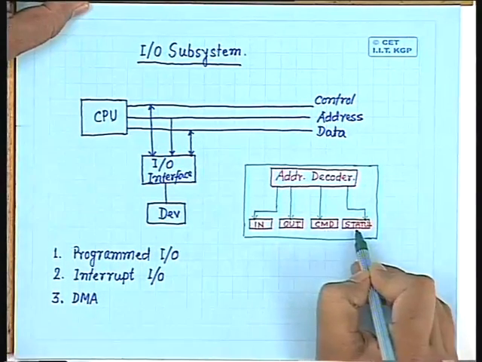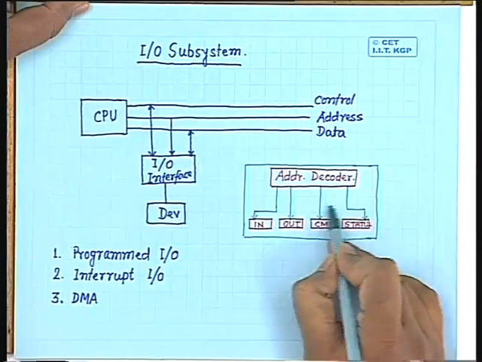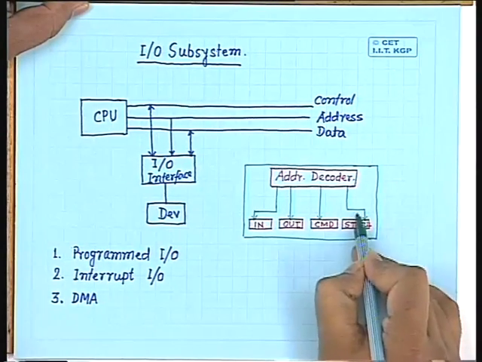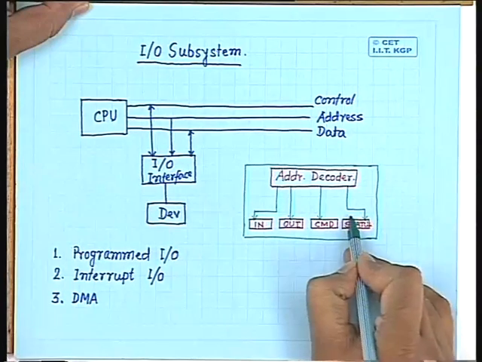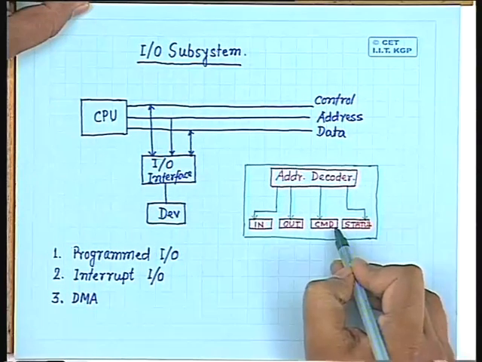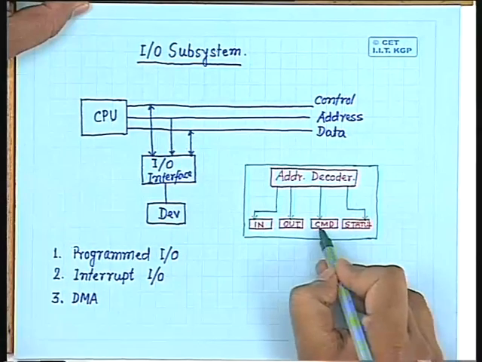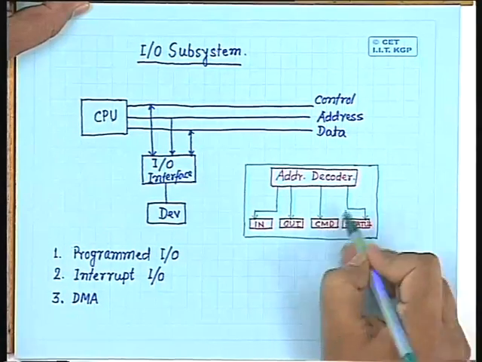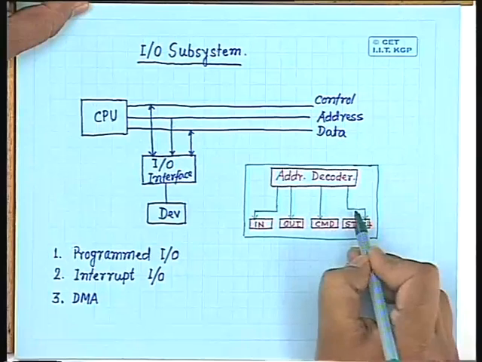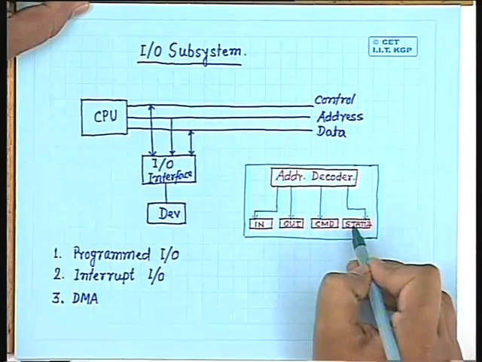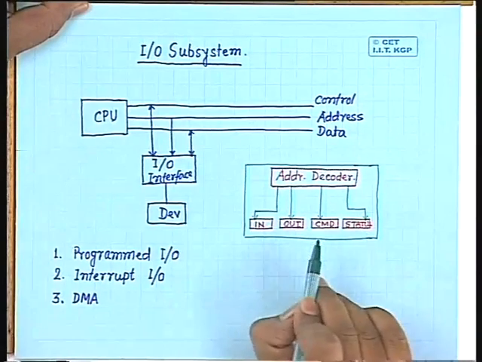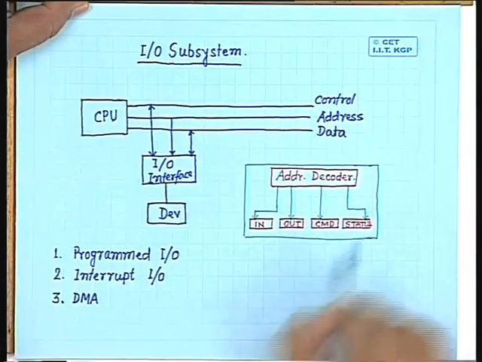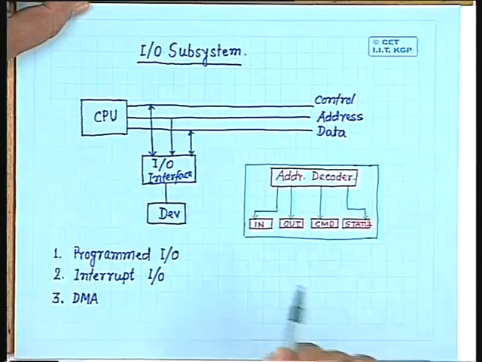Similarly here, suppose both the command register and status register have an address of AB. With address AB, if anything is written, it will be written into the command register. If anything is read by the CPU with address AB, then the information will be read from the status register. That means these registers are unidirectional. To one register you can only write, and another register can only be read.